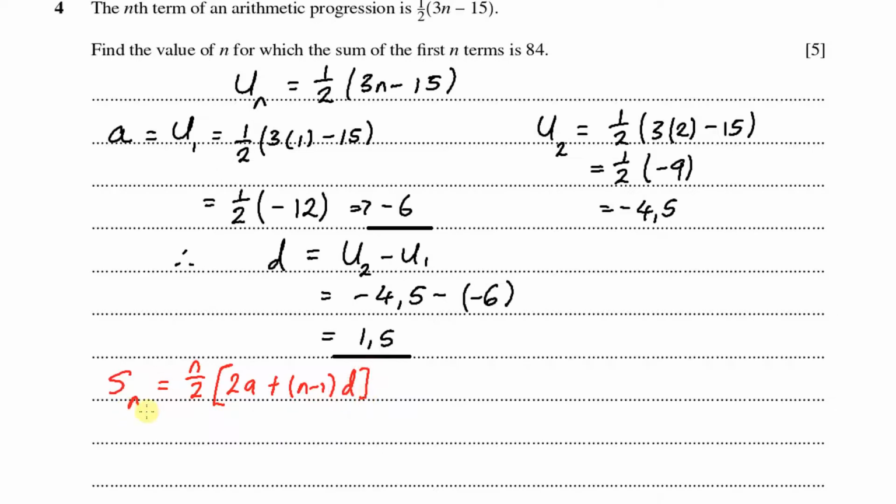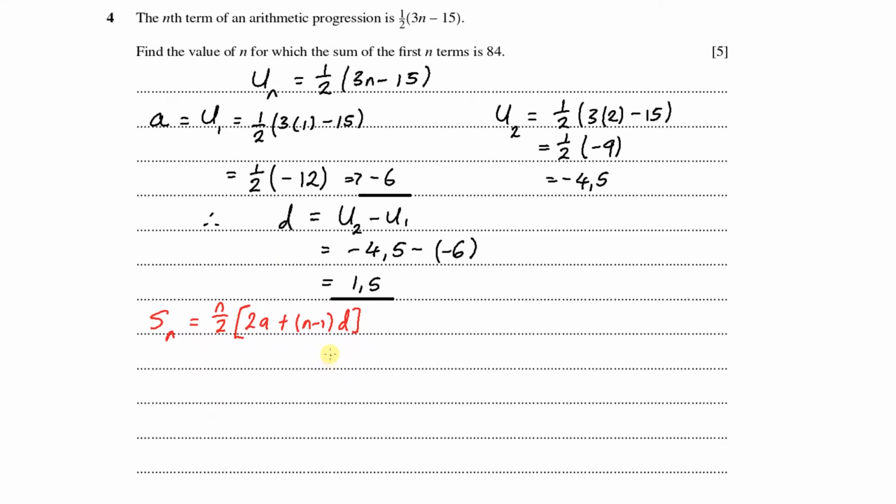So this is the formula for the sum of terms of an AP. So we'll now say that's n over 2 of 2a, that's minus 6 for a, plus n minus 1 d. d is 1.5, so times n minus 1. And this should give us 84 here.